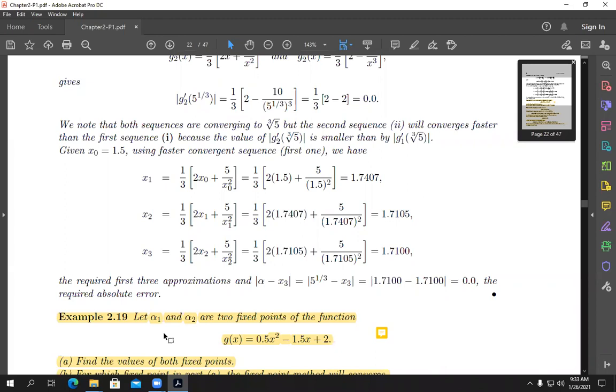What does a fixed point mean? A fixed point means a point such that when we put it in g, the answer is the same point. So g of alpha 1 should be equal to alpha 1, and g of alpha 2 equal to alpha 2. Now, this is the first part. Before I go to the second part, how can you find this one, please? How can you find it out?